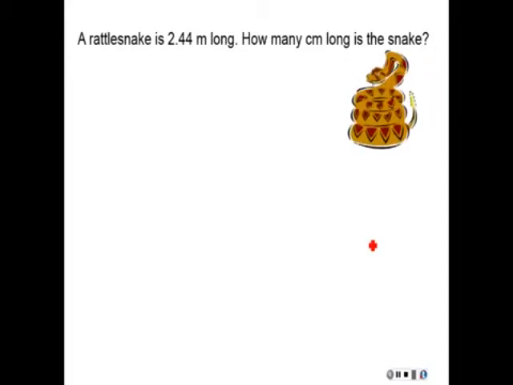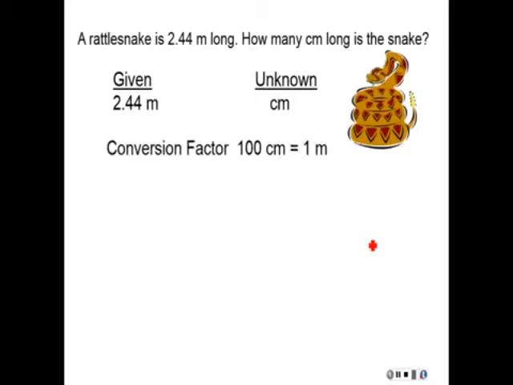Here's my rattlesnake. A rattlesnake is 2.44 meters long. How many centimeters long is the snake? So we write down the given information and our unknown. We're given 2.44 meters. I want to know how many centimeters. My conversion factor: 100 centimeters equal a meter.